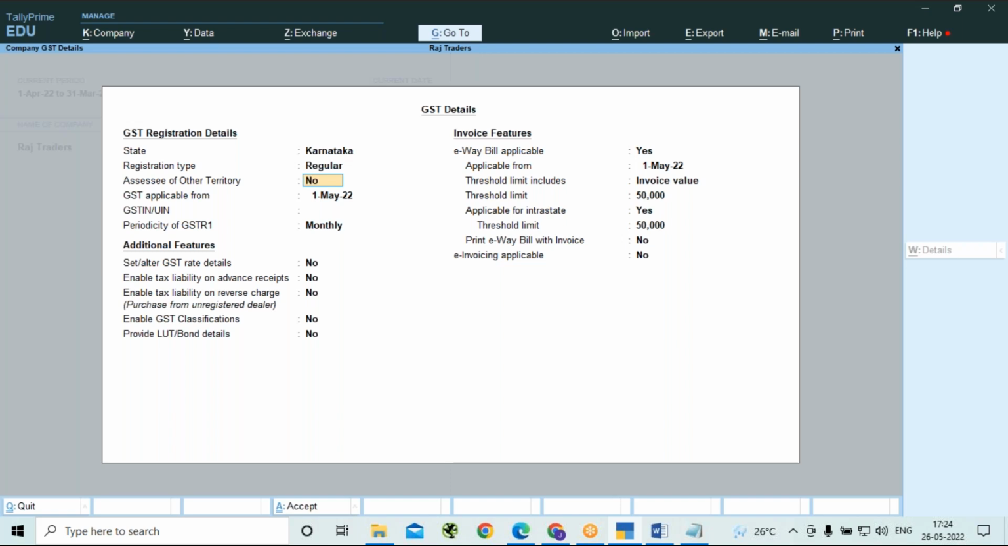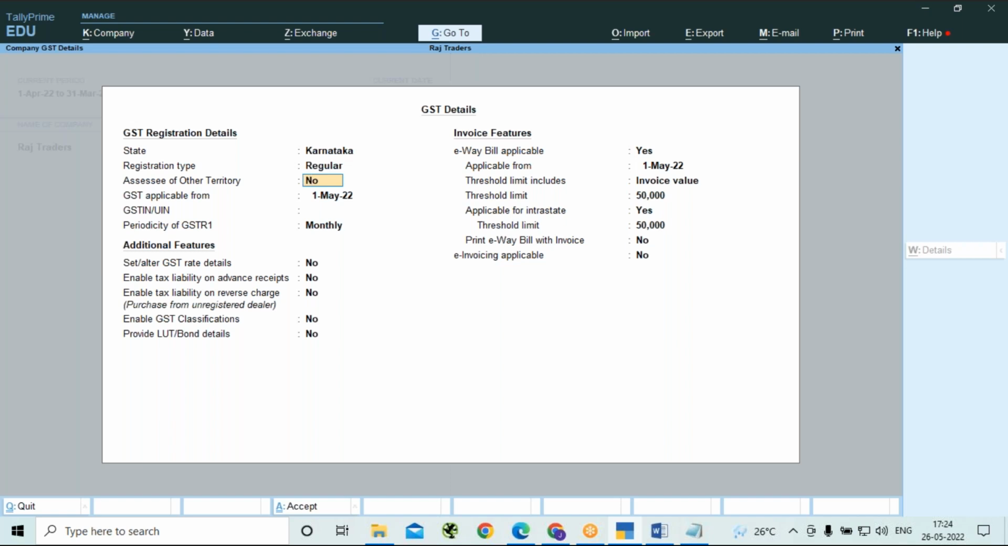Is Karnataka a Union Territory state? No, sir. Okay, so in that case, you can keep it as no. What difference does it make? If you make this option yes, it will remove the state option and give you union territory options. If you keep it as no, it will show state related options, not union territory.